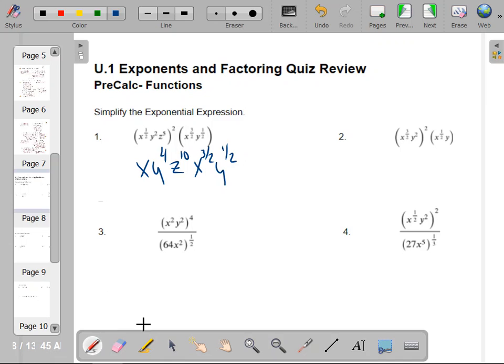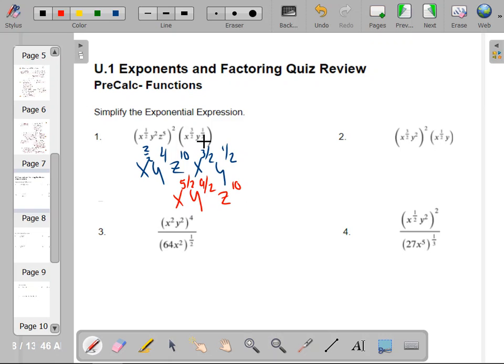Now what I can do is look and say, okay, you got x and x. When you multiply, you're going to add their exponents. So this is 3/2 and this is 1 whole, which I could write as 2/2. 2/2 plus 3/2 is going to give you a total of x to the 5/2. 4 plus 1/2, 4.5, you could think of this as 4 is 8/2. So 8/2 plus 1/2 make y to the 9/2, 4.5. And then z is just z to the 10th.